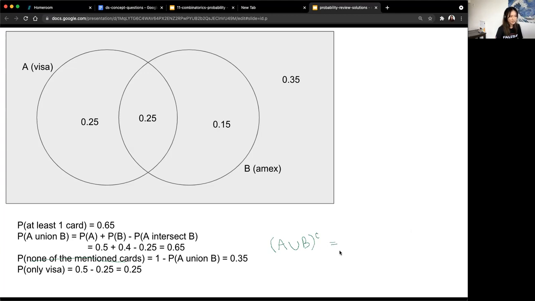Anytime you see a complement, it gets more complicated when you have more sets within sets defined. In this case, the complement of A union B is just 1 minus whatever this is, which works out to 1 minus 0.65, which is 0.35. I realize that this is a fairly simple example.